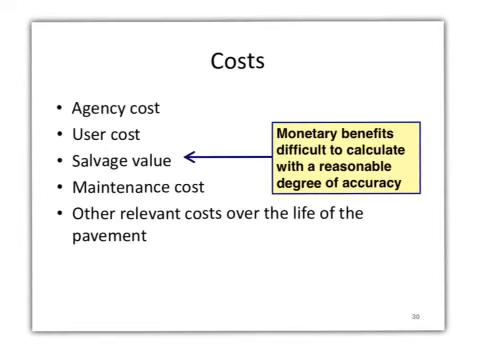So speaking of costs, again there are so many costs that need to be included in the analysis. The first one is the agency cost, the user cost, the salvage value, which we talked about before, maintenance cost, all the way to any other relevant cost over the life of the pavement. Salvage value, we talked about it before in the previous chapter, which is basically some monetary benefits which is difficult to calculate within a reasonable degree of accuracy, but again we try to come up with a reasonable value for the salvage materials.